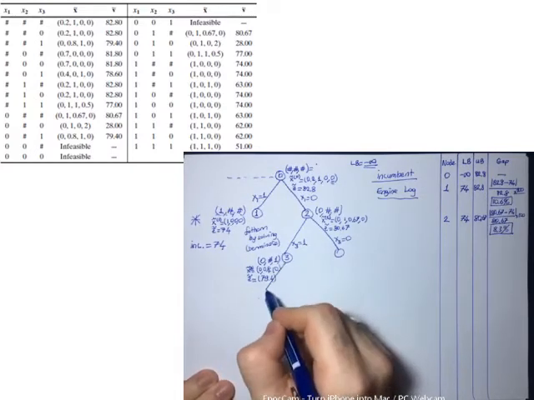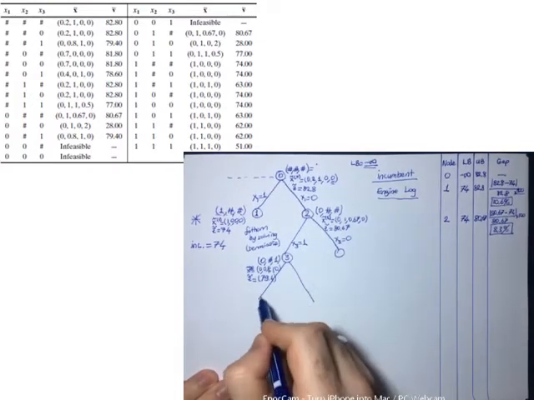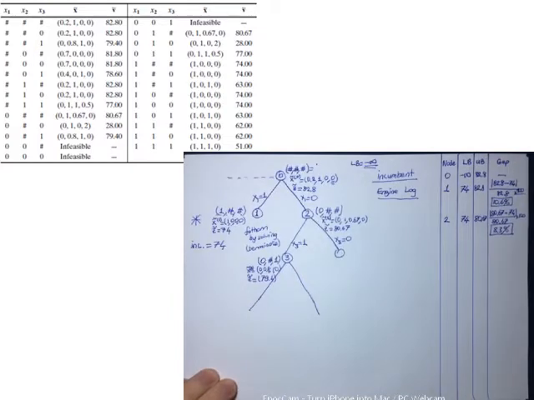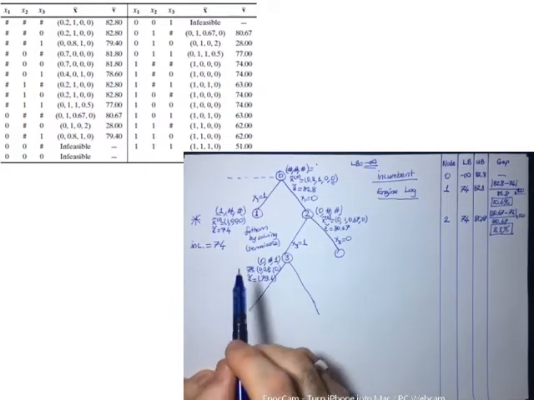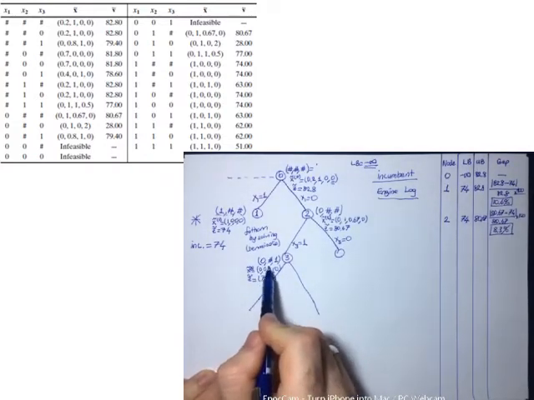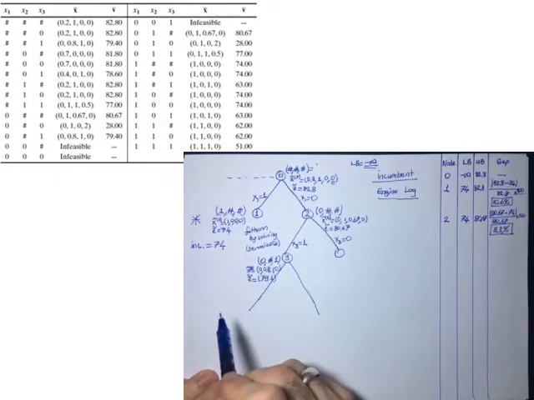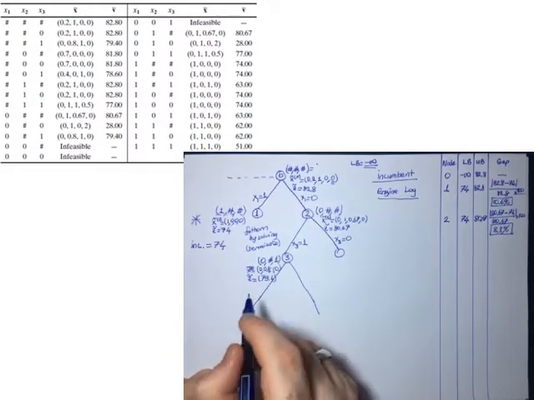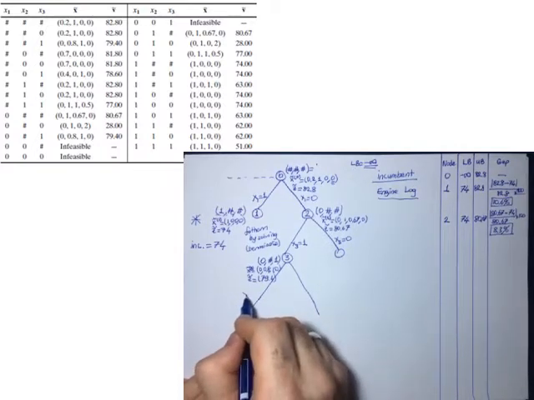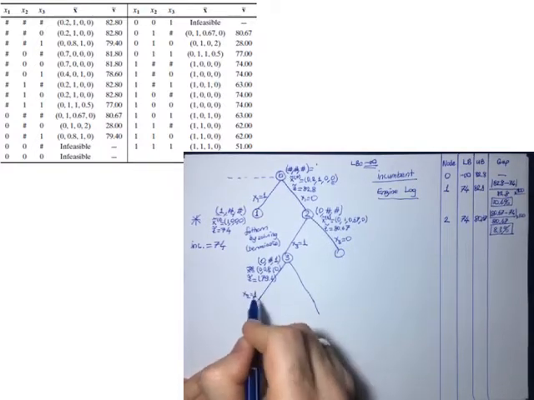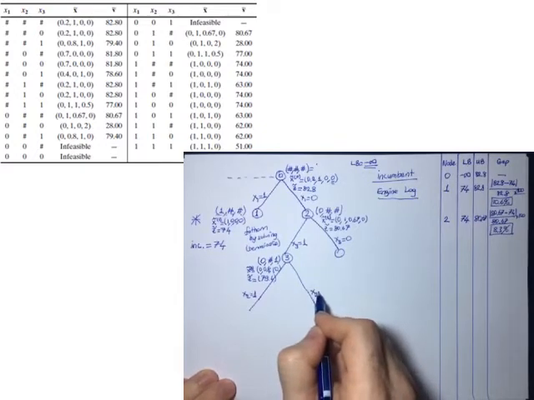I need to branch this into two. Okay, let me write like this. We are going to branch on the non-integer variable, which is 0.8. So on this side, I'm going to write x2 equals 1, and on this side, I'm going to write x2 equals 0.